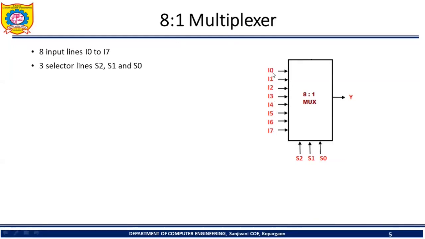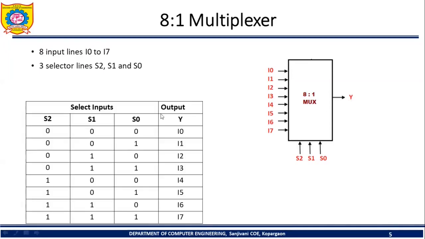Here you can see 8 data inputs, I0 to I7. Then these are 3 select lines. These 3 select lines will be responsible for selecting one of the input lines, and then the data present on that input line will be sent to the output line. This is the truth table which will explain the working of 8:1 multiplexer. As we have 3 select lines, we can get a total of 8 input combinations. In this table, first of all you have to write 8 input combinations starting from 0, 0, 0, then 0, 0, 1, and at the end you will have 1, 1, 1.